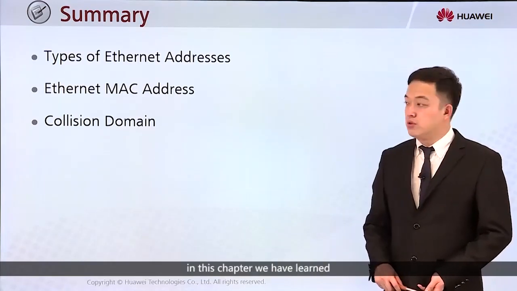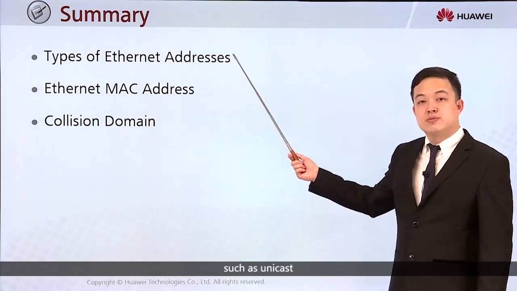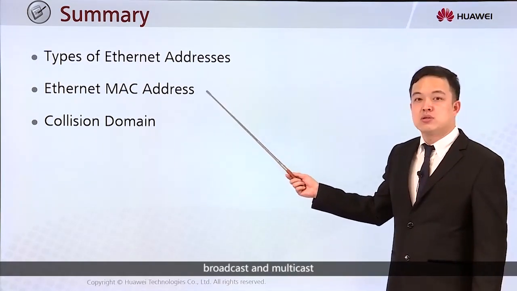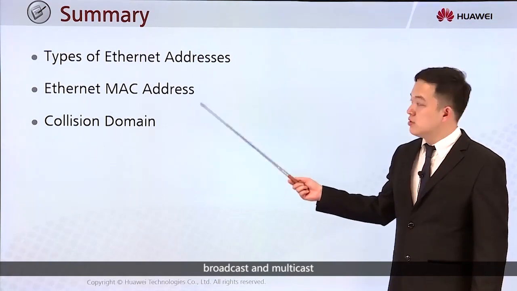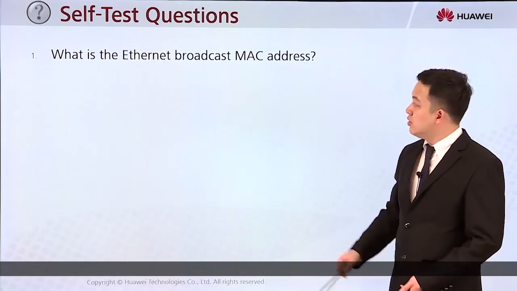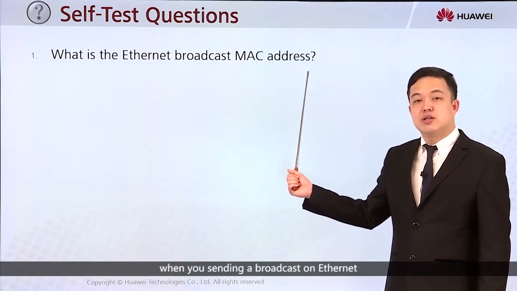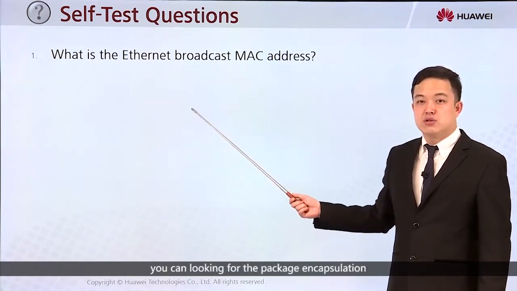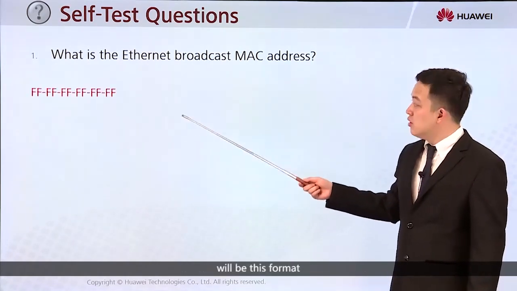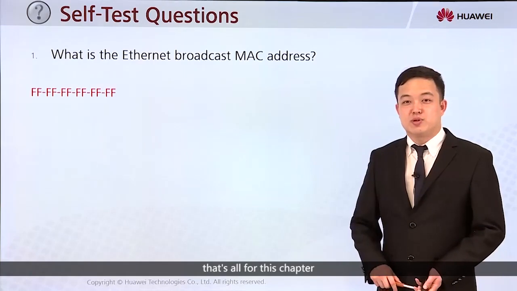In this chapter we have learned the types of Ethernet address such as unicast, broadcast, and multicast, the Ethernet MAC address, and the collision domain. The question of this chapter is, what is the Ethernet broadcast MAC address? When you send a broadcast on Ethernet, you can look at the packet encapsulation. The destination MAC address will be this format. That's all for this chapter. Thanks for watching.